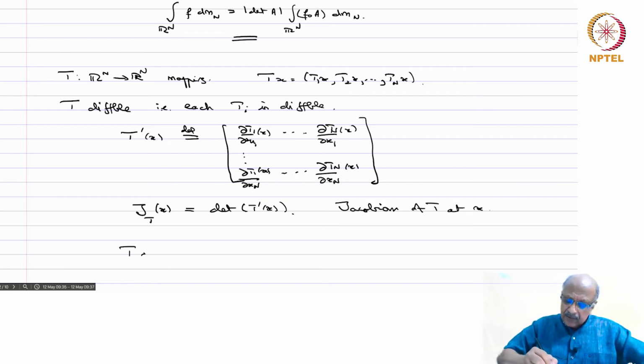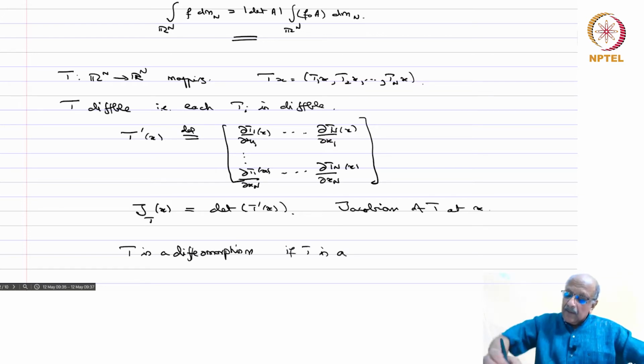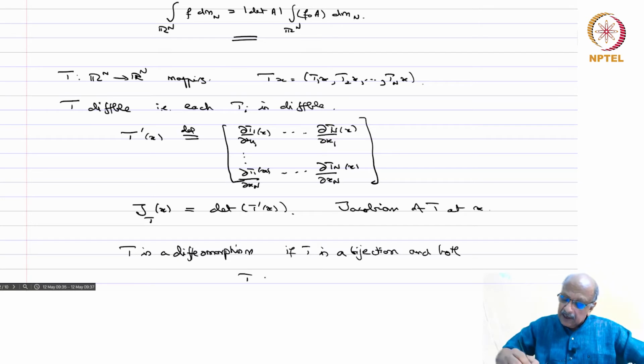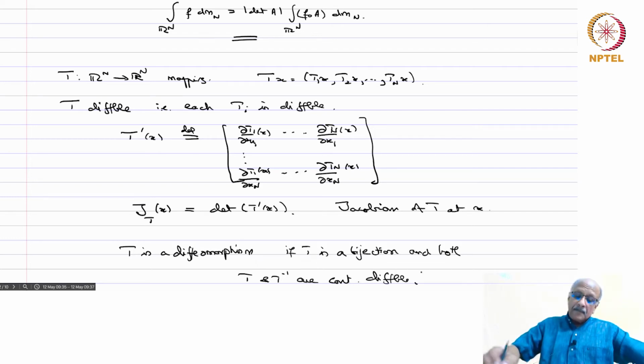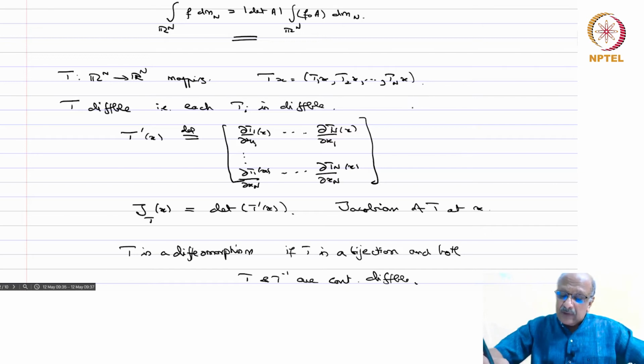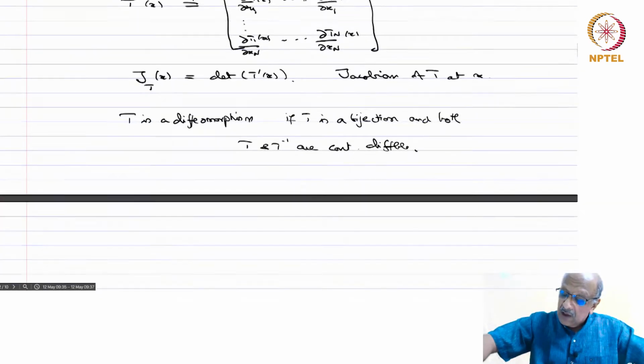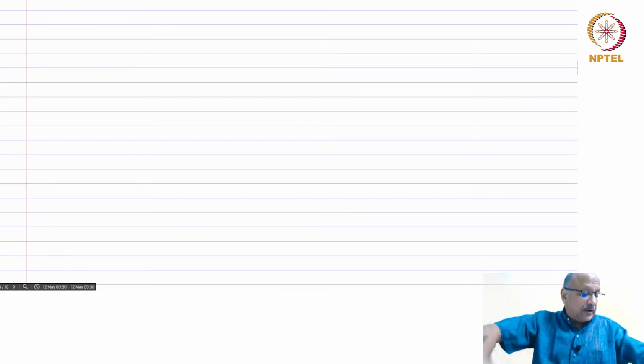So T is a diffeomorphism if T is a bijection and both T and T inverse are continuously differentiable. So if each Ti is C1, that means continuously differentiable, that means the derivative is continuous, then we say the function is continuously differentiable. Okay.